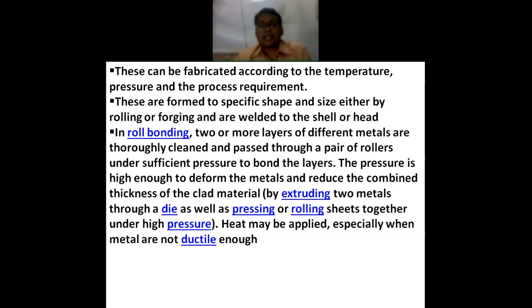The two or more layers of different metals are thoroughly cleaned and then pressed one over the other. So I am taking this one plate, putting another plate on it, and then rolling it thoroughly and giving the desired shape of the nozzle. That is what is associated with rolling and bonding.